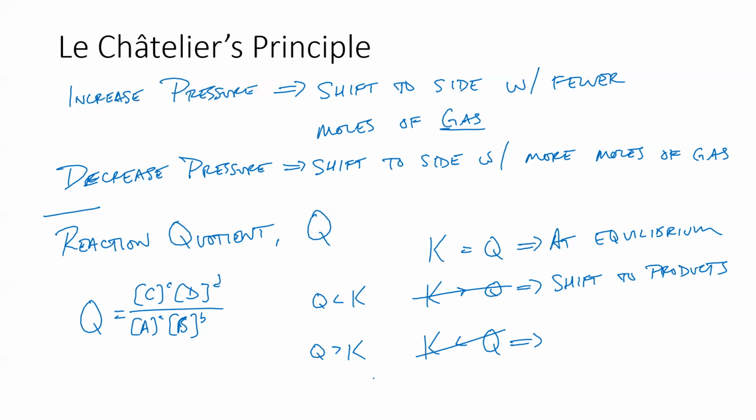And so if Q is less than K, we need more stuff in our numerator, and so we need to shift towards products. If Q is greater than K, we have too much stuff in our numerator. We need to shift away from products, and so that's to the reactants. Now that I've thoroughly confused you.